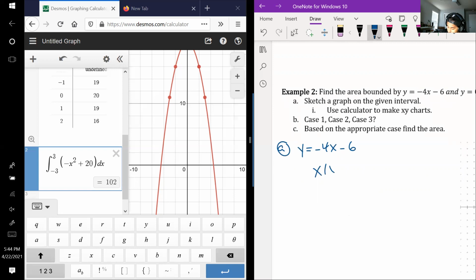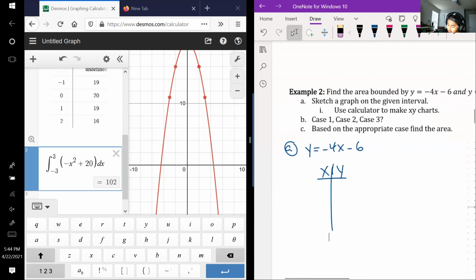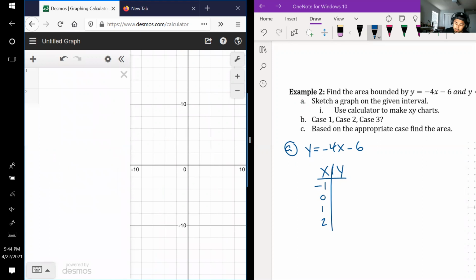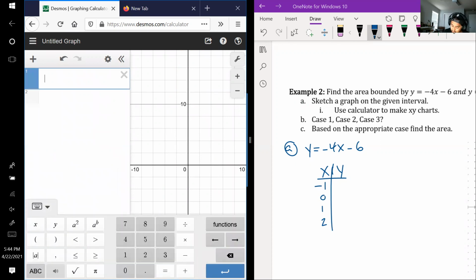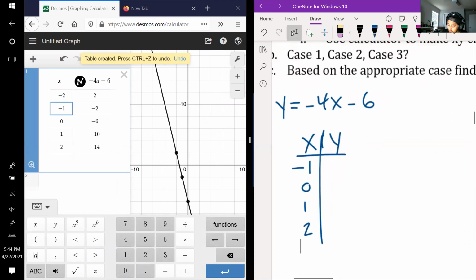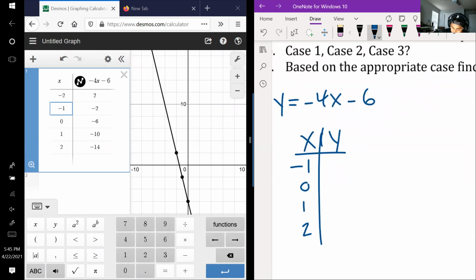And here's my XY chart. And we're going from negative 1 to 2. So negative 1, 0, 1, 2. All right. And now type this function in Desmos, negative 4x minus 6. Use my XY chart, and those numbers are there already. Look at that. Negative 1, 0, 1, 2. So we're going to get negative 2, negative 6, negative 10, and negative 14.